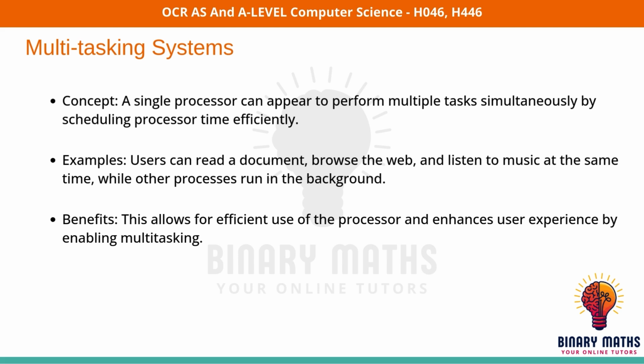Next, we have multitasking systems. These systems allow a single processor to appear to perform multiple tasks simultaneously by efficiently scheduling processor time. For example, you can read a document, browse the web, and listen to music all at the same time, while other processes run in the background. This efficient use of the processor enhances the user experience by enabling multitasking.